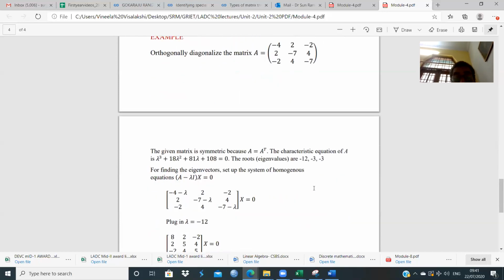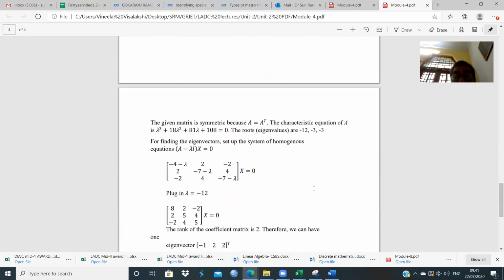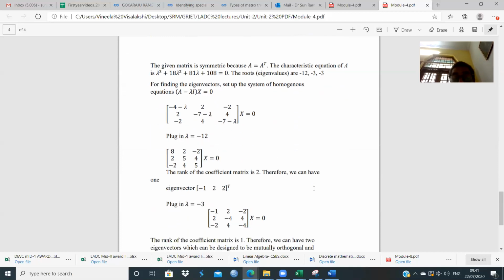So build the homogeneous system A minus lambda into x is equal to 0. First plug in lambda is equal to minus 12. Find the rank of the coefficient matrix, you get rank 2. And we get one eigenvector minus 1, 2, 2 by using the method of cross multiplication on any two linearly independent rows, maybe the first row and the second row.